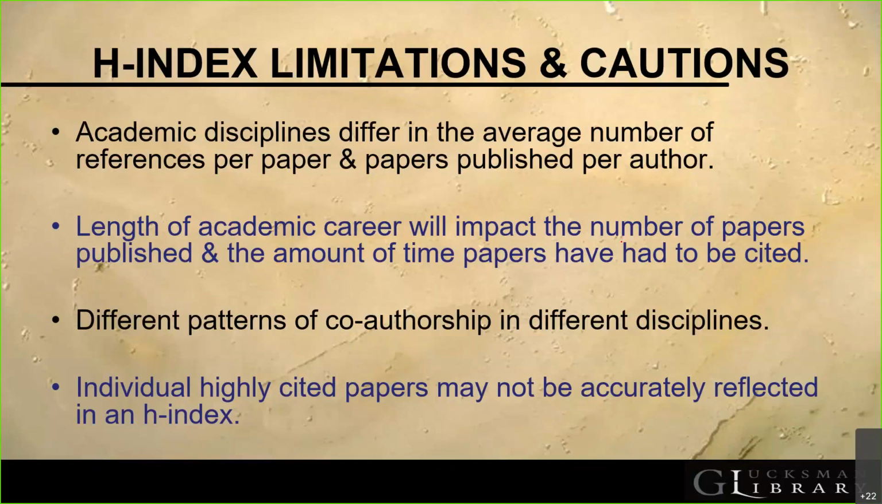Also, different patterns of co-authorship in individual highly cited papers may not be accurately reflected in the H-index. It means that you may not publish as many papers as your colleagues, but every time you publish, that paper receives very high citations. But this will not be reflected in your H-index. Similar to my example, when I compare myself with my friend, he has an H-index of 7 and I have 15, but his citations for a number of his papers are much greater than mine.